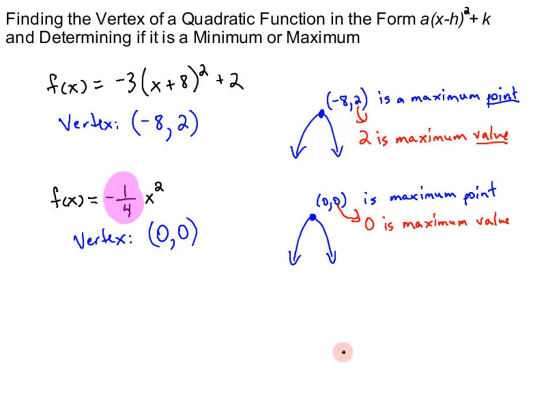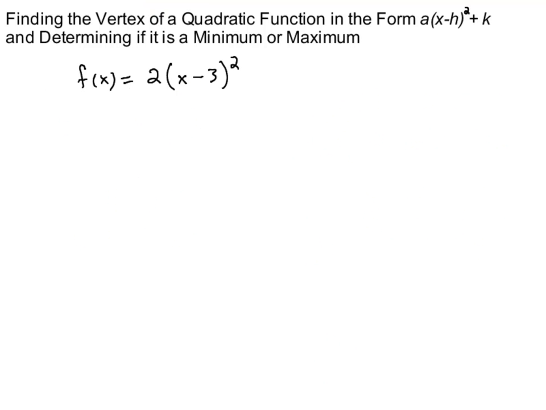Let's try some more. Here's another example. To make the x part 0, x would have to be 3. So the vertex would be the ordered pair 3, comma. Well, if x is 3, this whole thing's 0, and 0 times 2 is 0. So the y coordinate of the vertex would be 0 in this case. Since the number in front is positive, the parabola opens upward, so the parabola looks like this now. The vertex, of course, is here, which is the ordered pair 3, 0.